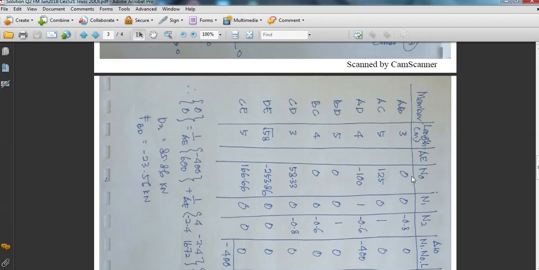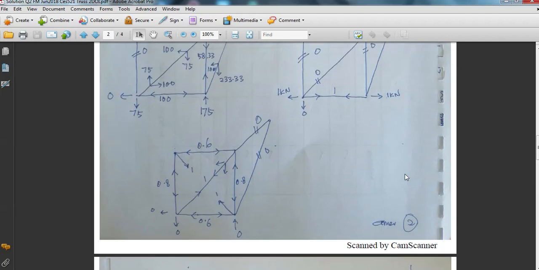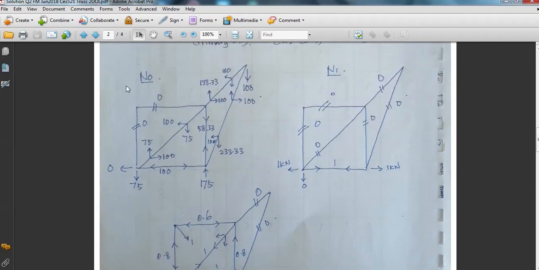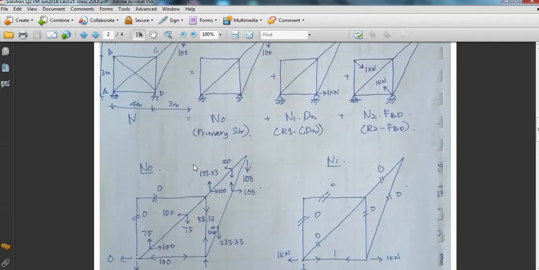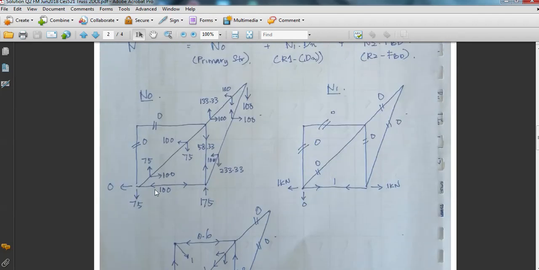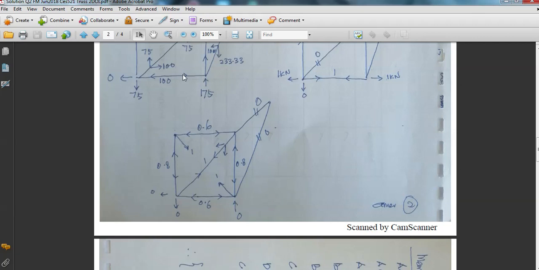N0 means axial force for the primary structure. You tabulate here based on the calculation from this structure. For example, this member AD, you got 100 here. Why negative? Because this is compression. When the arrow is toward the joint, it means negative or compression. Okay.